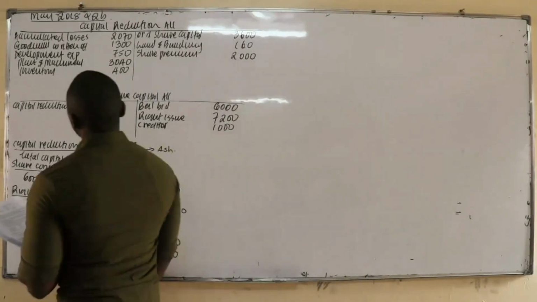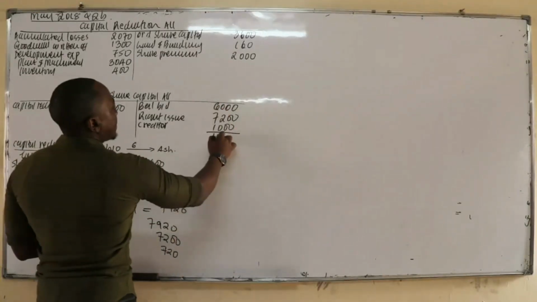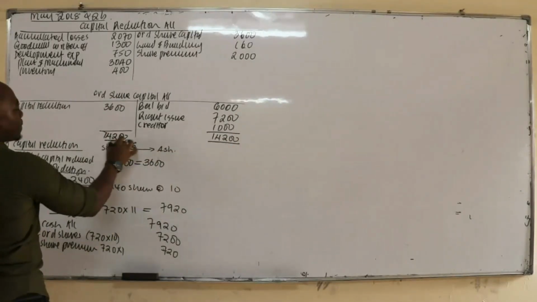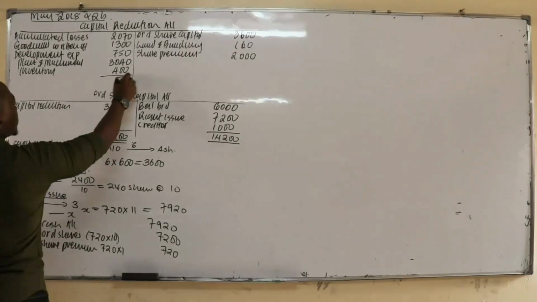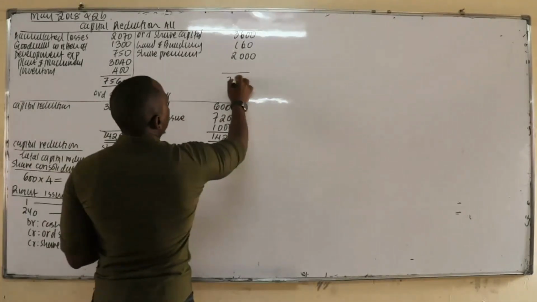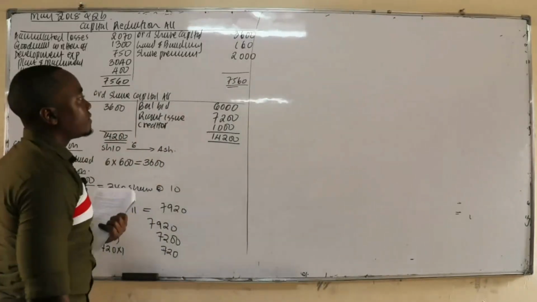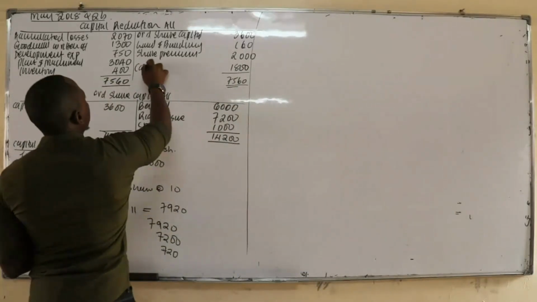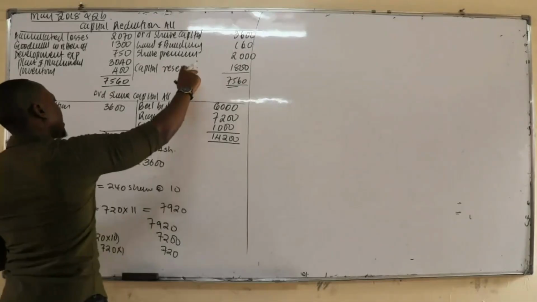So now let's balance this. This side is more, eh? How much do you get? 75.60. So how much is the balancing figure? 1,800. Now, what is this 1,800? This 1,800, the balancing figure to the capital reduction, is known as the capital reserve. Now the capital reserve can either be on the credit side or the debit side.